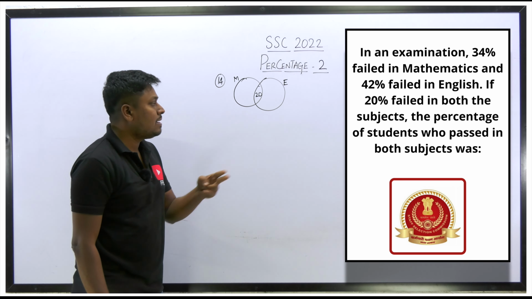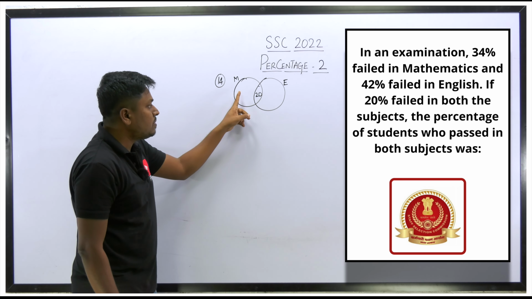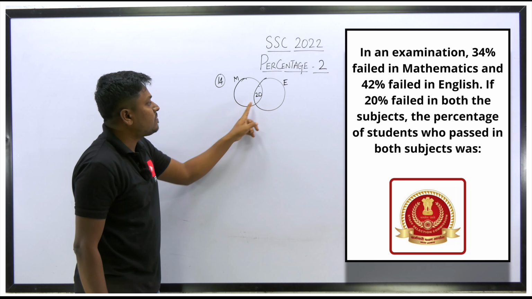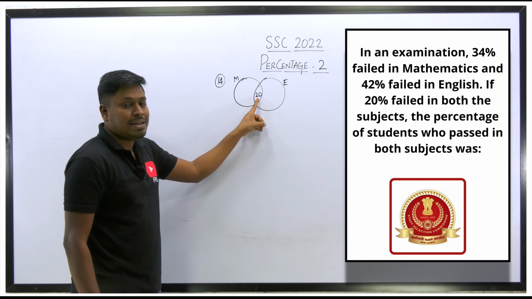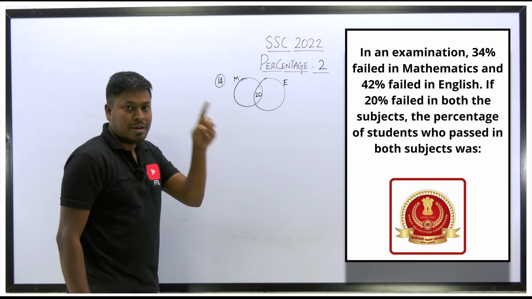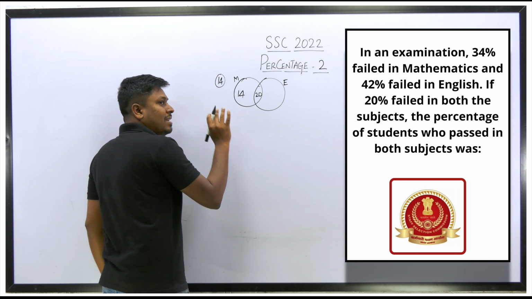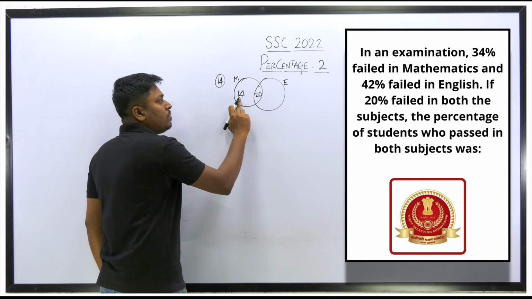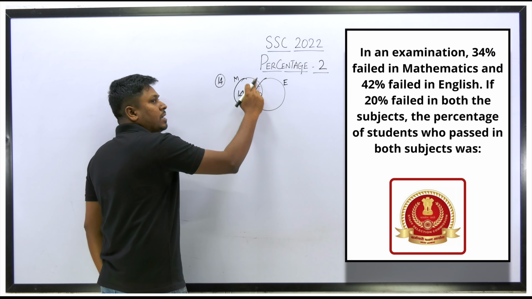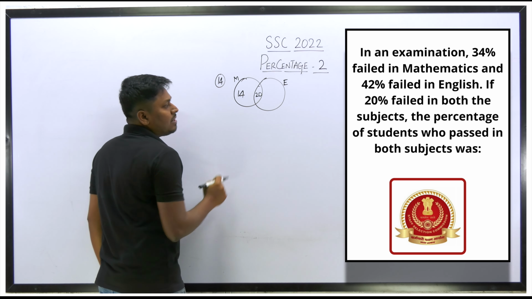Second, how many students have failed in mathematics? 34. So 34 percent of students failed in mathematics. We already wrote 20 here, right? So 34 minus 20 gives 14. So 14 percent of students failed only in mathematics. If you add 14 and 20, you get 34, which is the total number of students who failed in mathematics. So friends, understood?